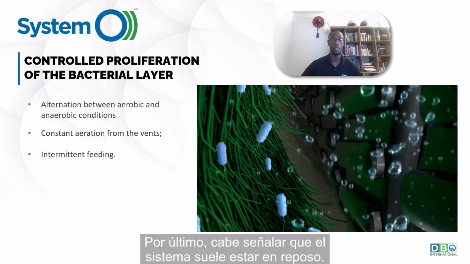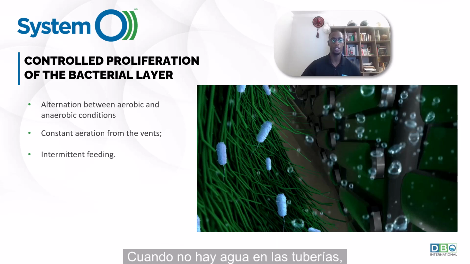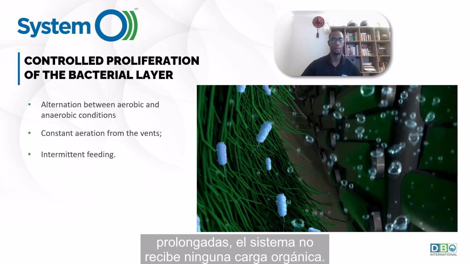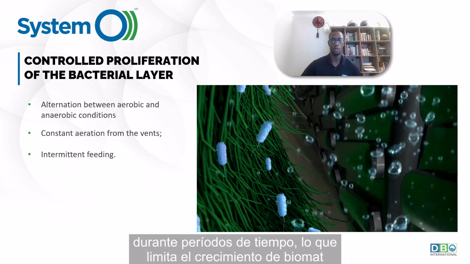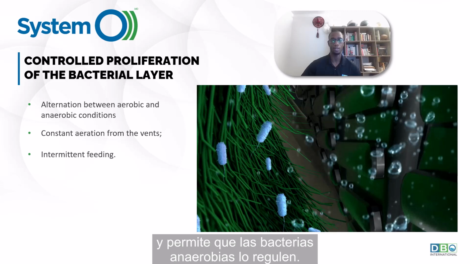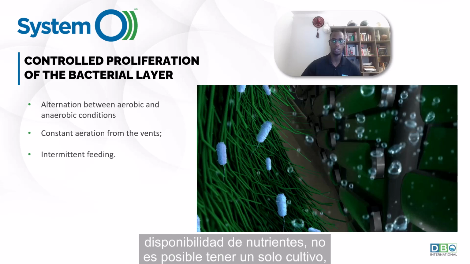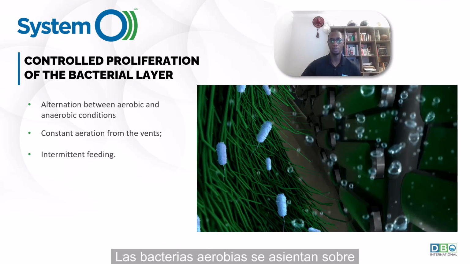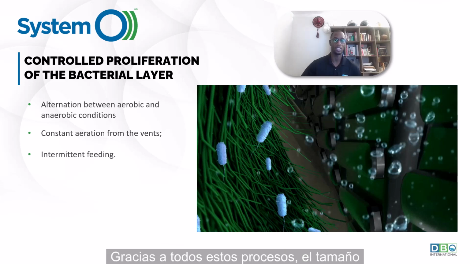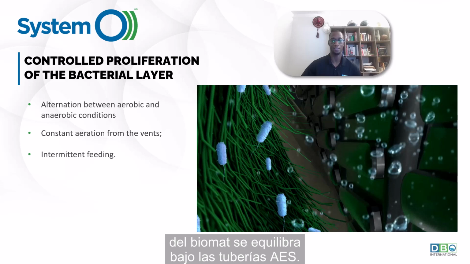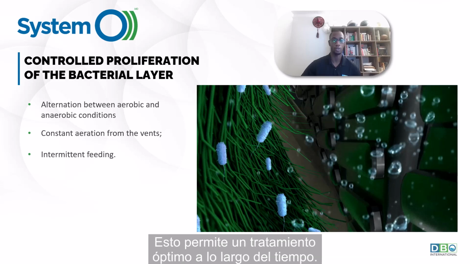Finally, it must be noted that the system is often at rest. When there is no wastewater making its way to the pipes, it could be at night or during prolonged absences, the system doesn't receive any organic load. This means that the bacteria fast for periods of time, which limits the growth of the biomass and enables the aerobic bacteria to regulate it. During this time, due to the favorable conditions and the reduced availability of nutrients, the aerobic bacteria rely on the biomass, reducing its thickness and controlling its growth. With all these processes, the size of the biomass becomes balanced under the pipes. This allows for optimal treatment without degradation over time.